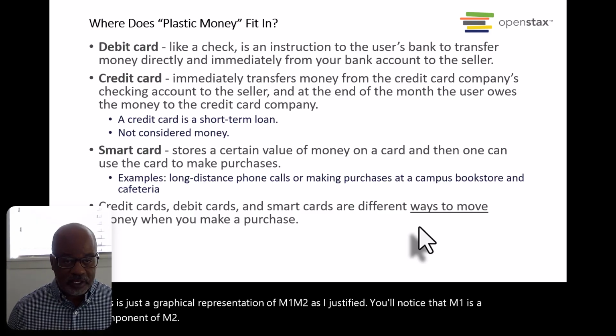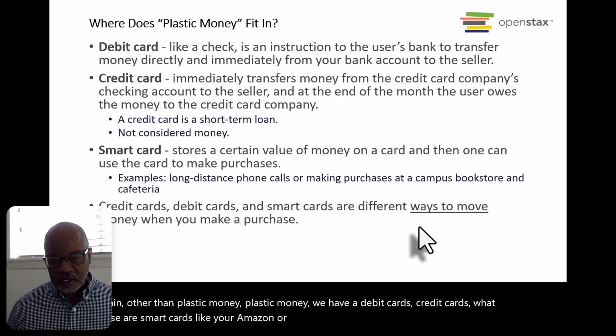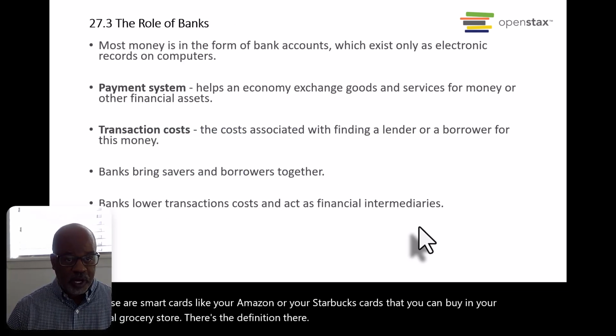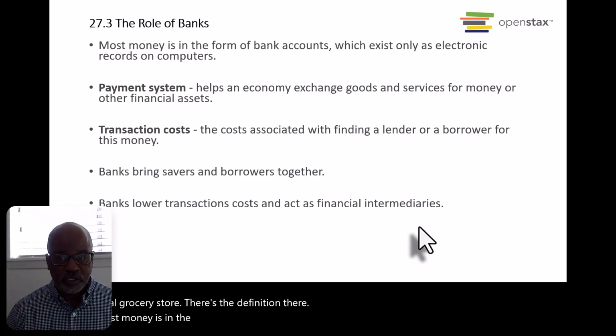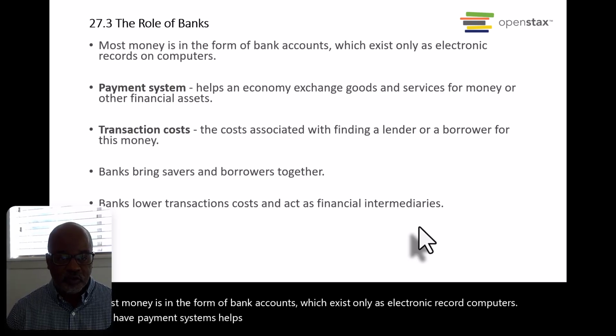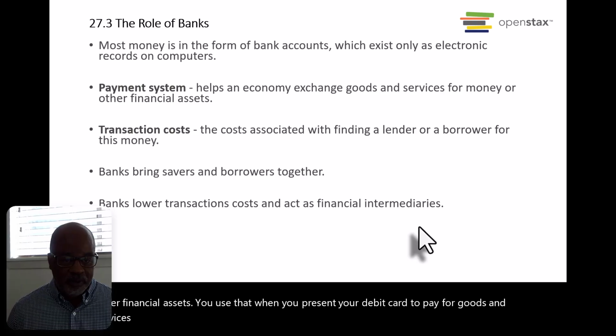Again, other than money, we have plastic money: debit cards, credit cards, you know what those are, and smart cards like your Amazon or Starbucks cards that you can buy in your local grocery store. There's the definition there. Most money is in the form of bank accounts, which exist only as electronic records in computers. We have payment systems, which help the economy exchange goods and services for money or other financial assets. You use that when you present your debit card to pay for goods and services. That's a form of payment in our payment system.